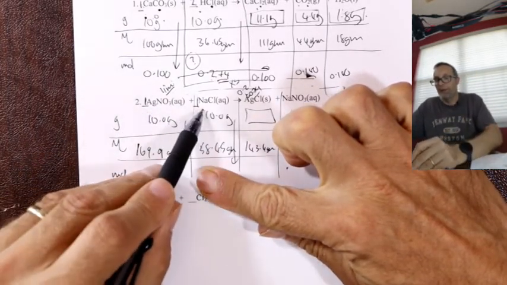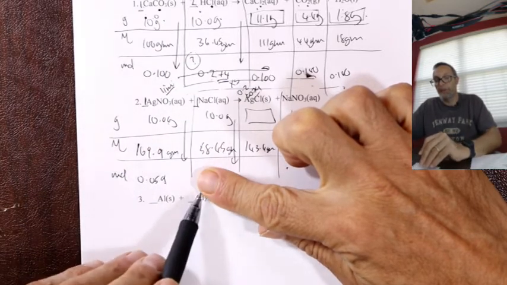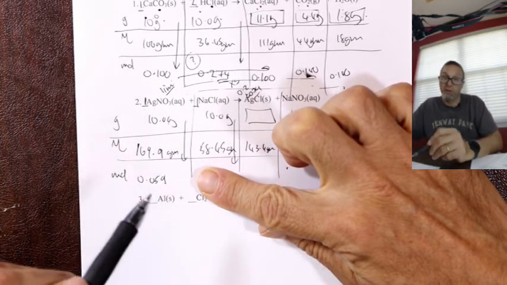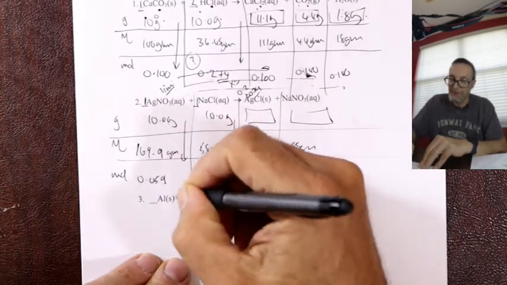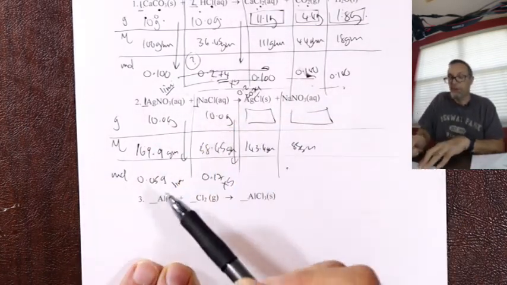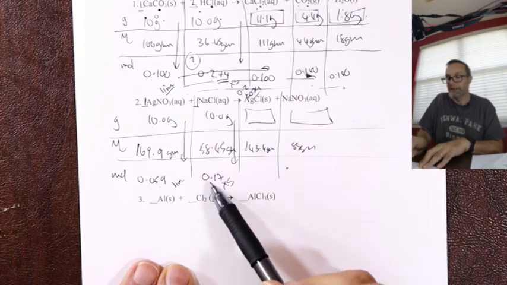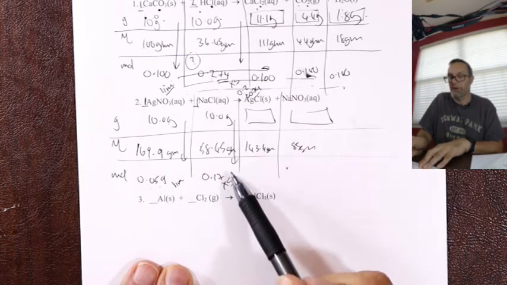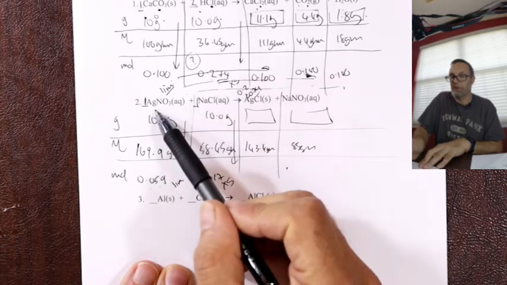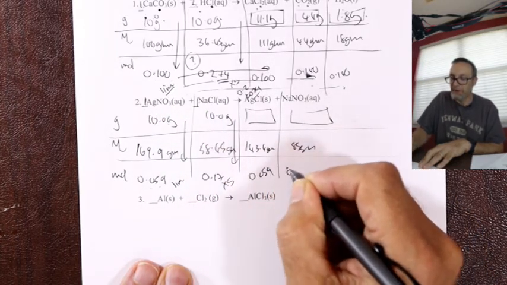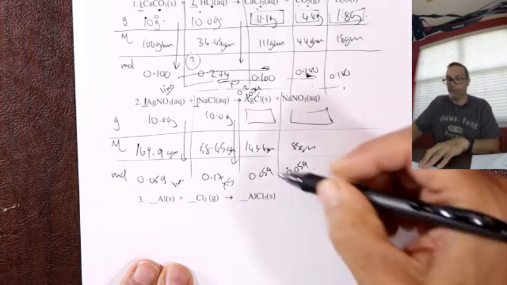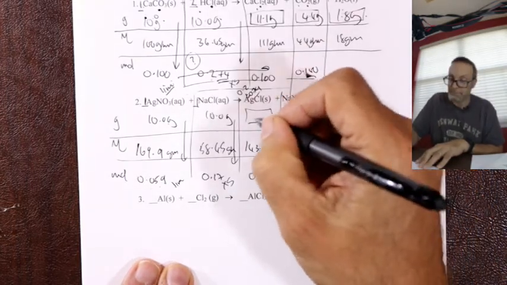1 reacts with 1. 0.059 to be perfect would need 0.059. Is it bigger or smaller than that? It's bigger, so that's excess. That's limiting. Okay, so 0.059 reacts with 0.059 from this larger amount because it reacts in a 1 to 1 ratio to form 1 and 1. 0.059, 0.059.